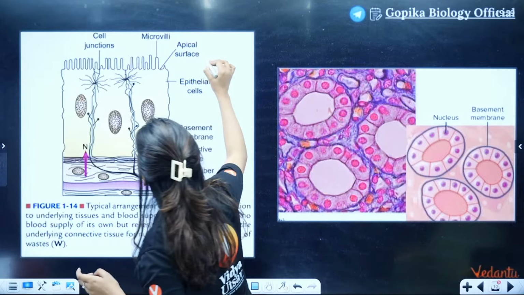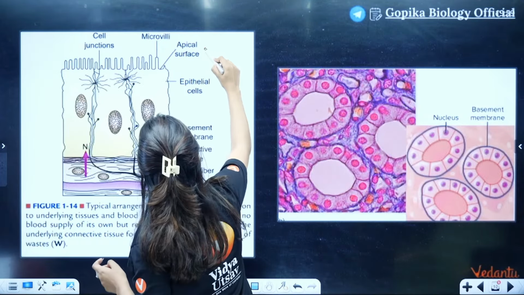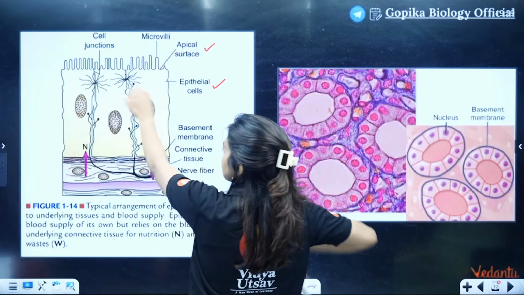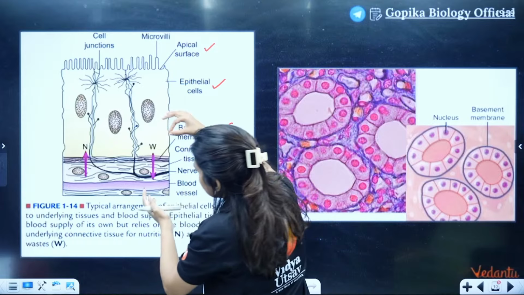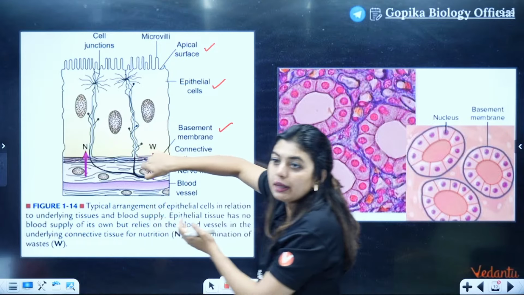So look here, students. You can see the apical surface. I already told you, apical surface. Epithelial cells. See, these are the cells that you are poking with the pin. And here you have the basement membrane. Sometimes when you prick a little more, it becomes what?